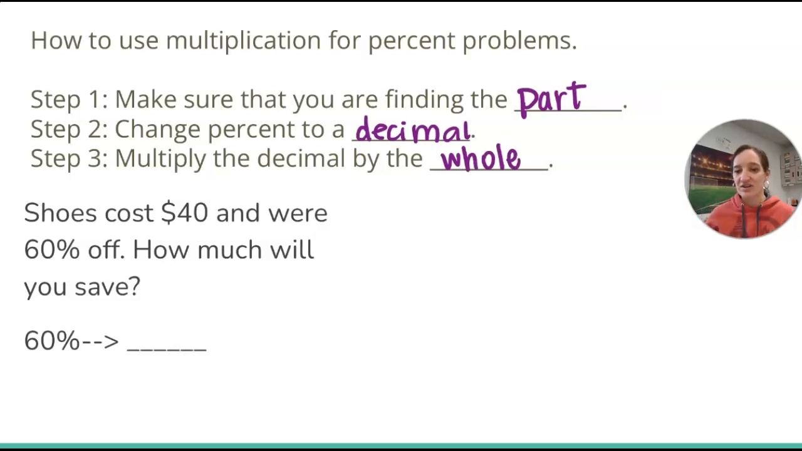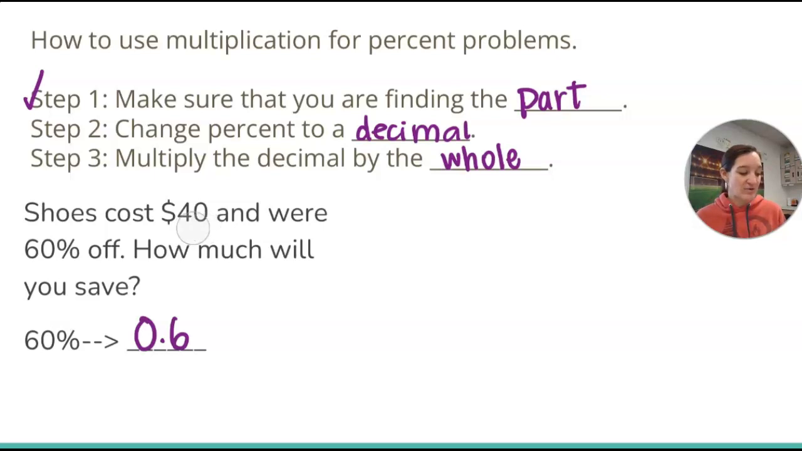Shoes cost $40 and are 60% off. How much will you save? Well, I know the whole. The whole was $40, so I know I'm looking for the part that I'm going to save. So I know that, check. I'm looking for the part. That means I can change this percent into a decimal. 60% is 0.60, but get rid of that 0, just make it 0.6. It'll make it a little bit easier.